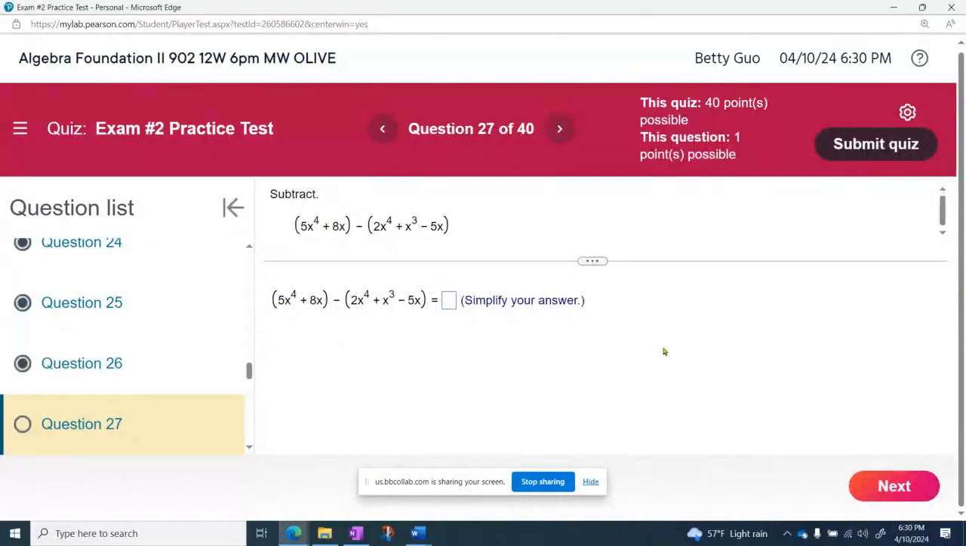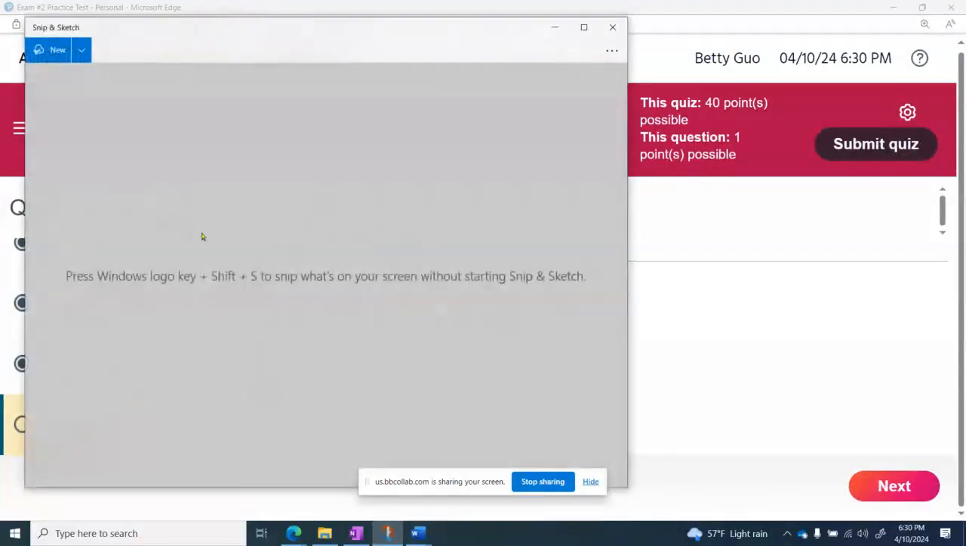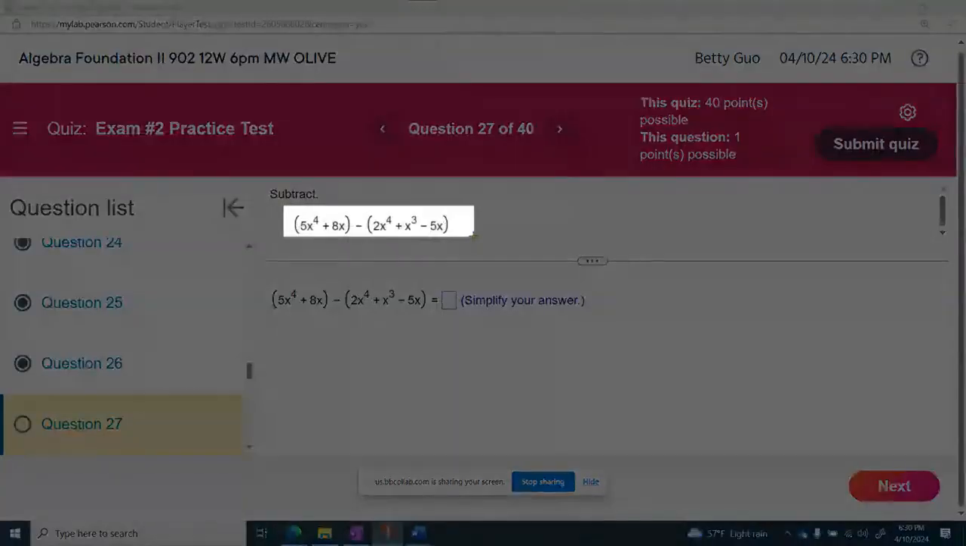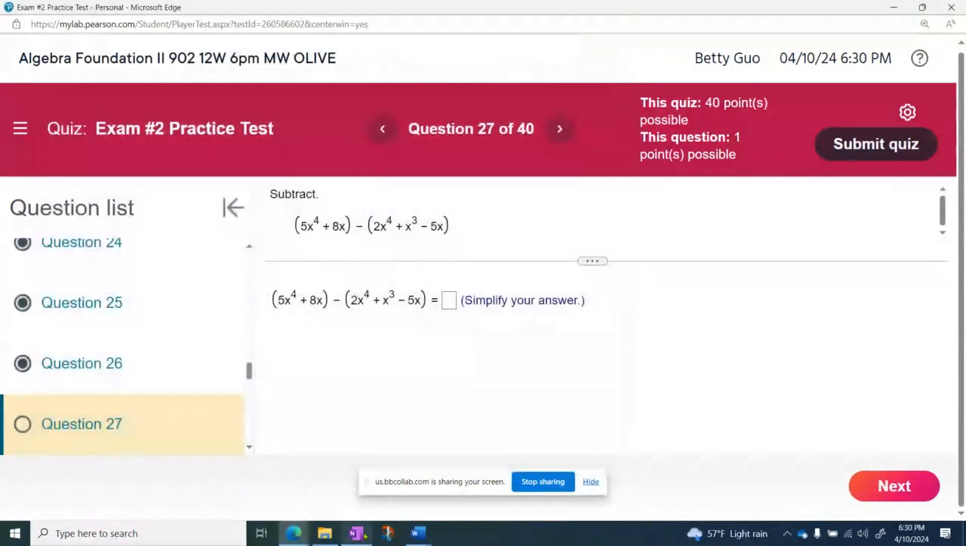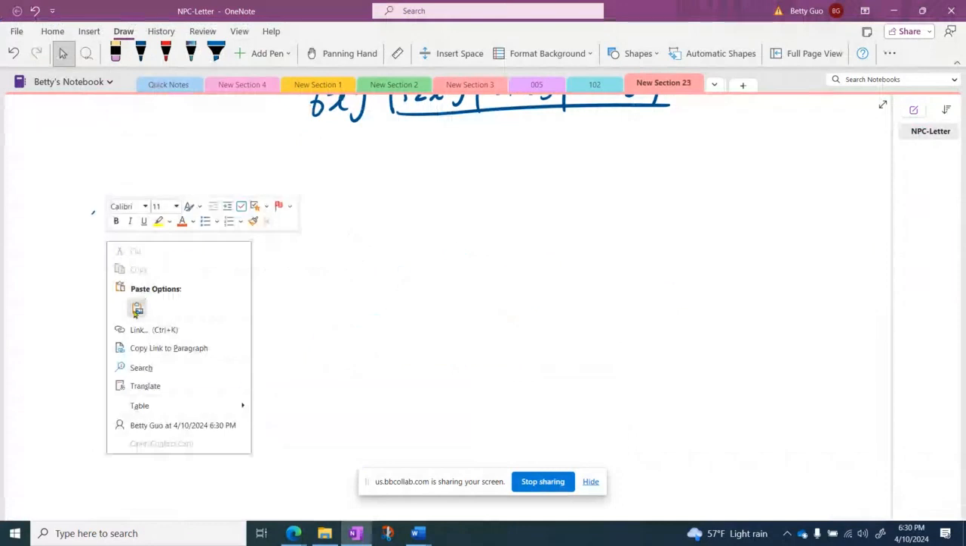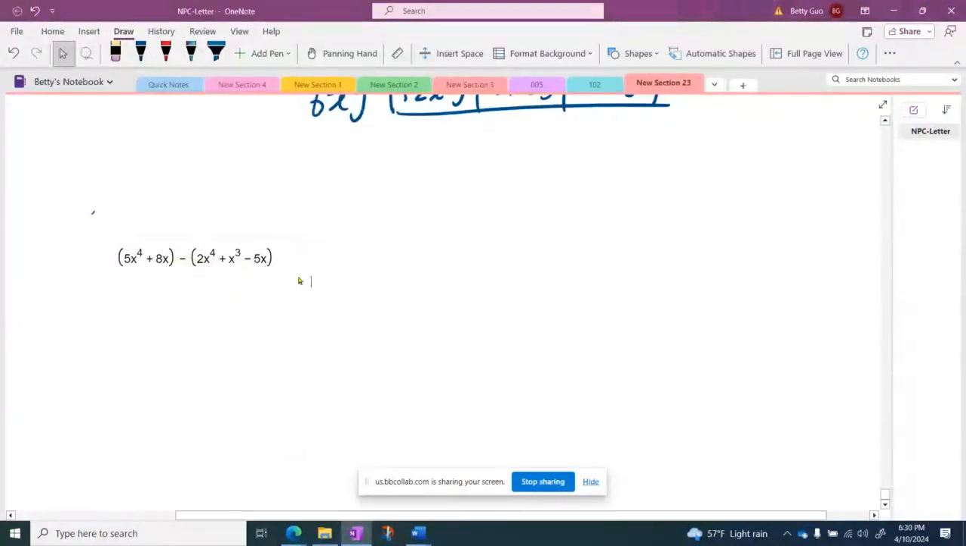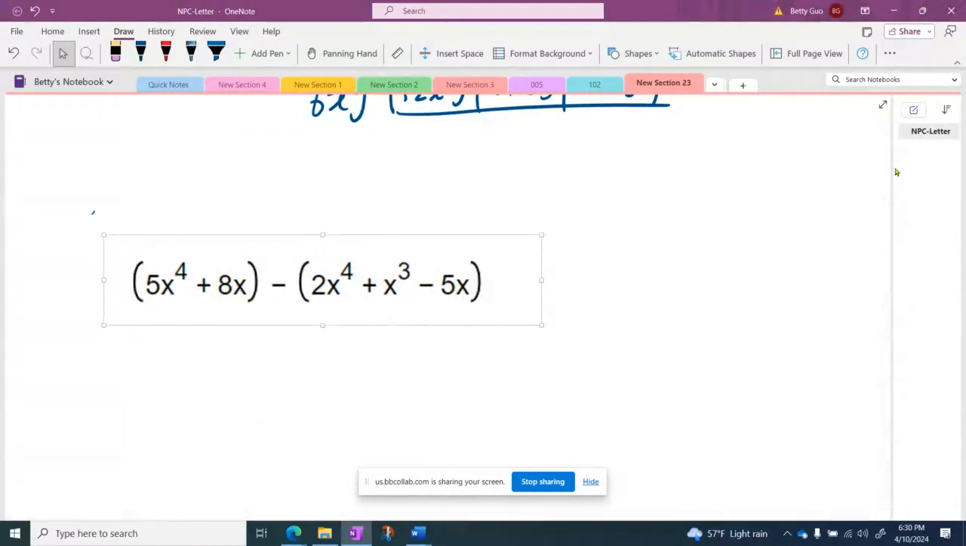Question number 27. Subtract. Let's see, how do we subtract? We are using a binomial to subtract a trinomial. We use a horizontal method. So the horizontal method is to remove the parentheses. We have two parentheses. In order to remove the parentheses, we need to identify the coefficient. Then we can apply the distributive property to remove the two parentheses.